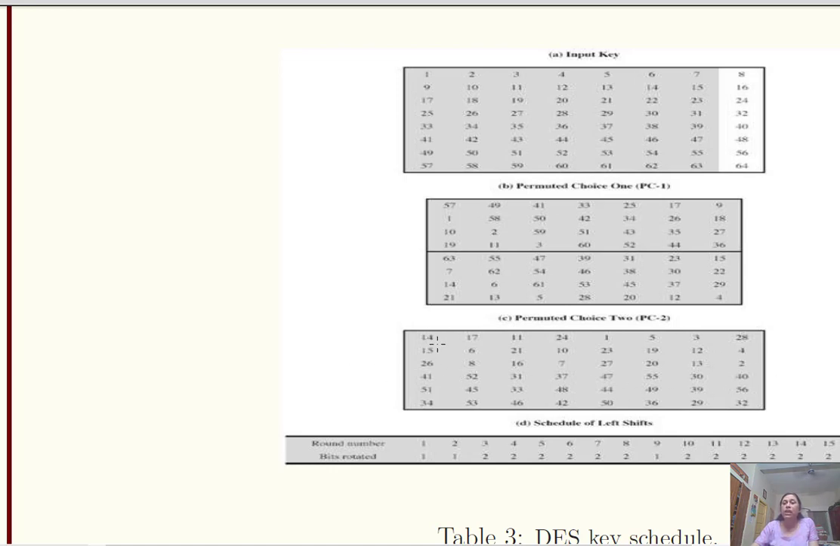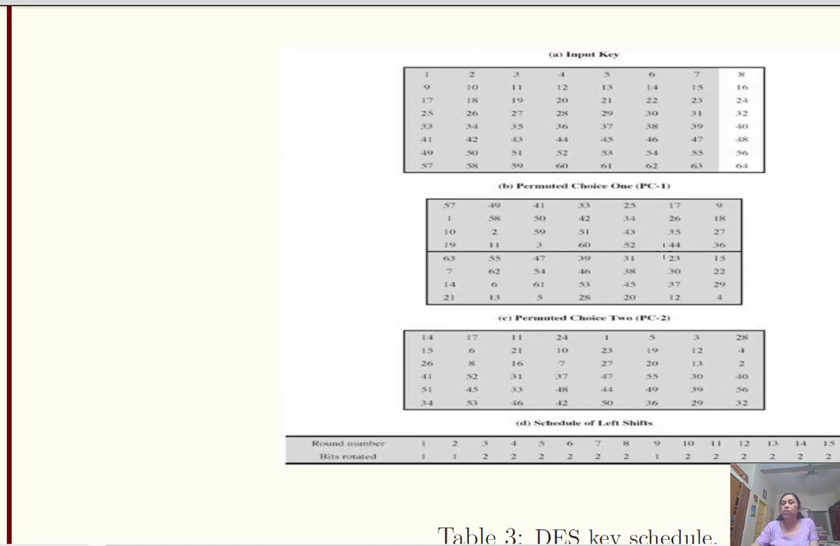So the shuffling is essentially this: after the shifting, the 14th position comes to the first position, the 17th position comes to the second position, and so on. This permutation is given. You can see how many rows you have: 1, 2, 3, 4, 5, 6, and 1, 2, 3, 4, 5, 6, 7, 8. So 48. You get 48.